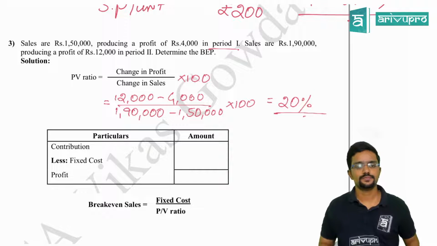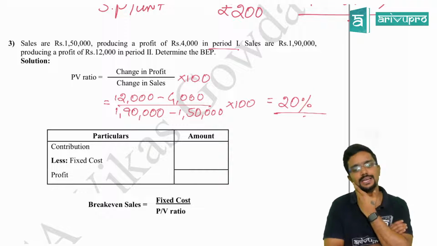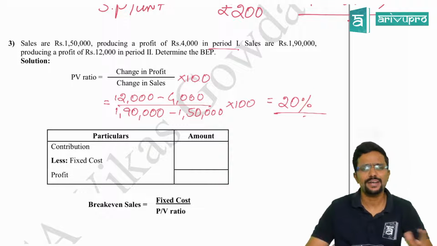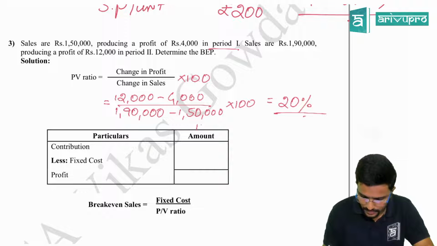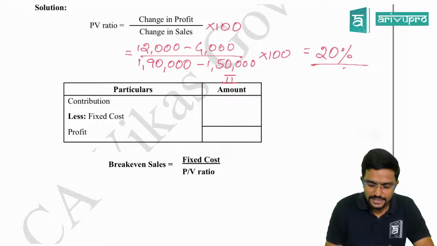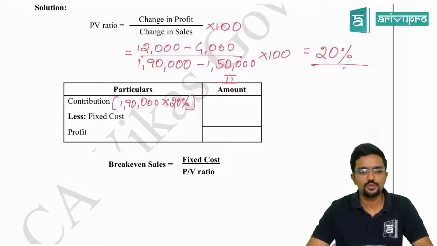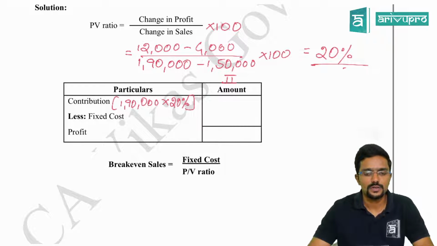Next, I actually require fixed cost. Have they given it in the question? No, sir. They have not given fixed cost. Can I compute? Yes, sir. Take any one period, period 1 or period 2, whichever you want. So let me take period 2 and do the working. So for period 2, what is your contribution? Simple. My sales is 1,90,000 into 20%, which is my PV ratio. If I do that, I will get my contribution. So it is 18,000, I guess, now.